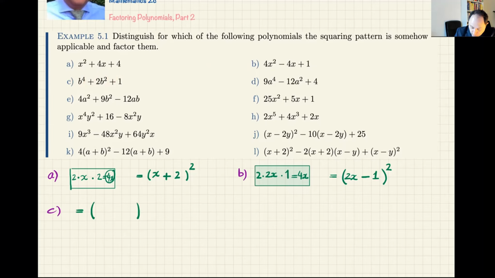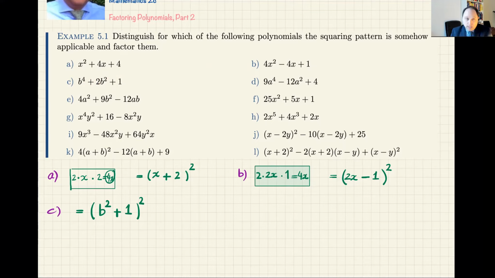So I put a pair of brackets with the power of 2. Take the square root of the first complete square, which becomes b squared. Take the square root of the second one, which becomes 1. Then I see that this middle term is positive, so I put positive here, and the answer is done.